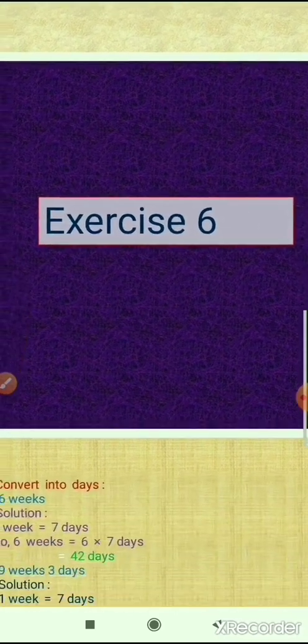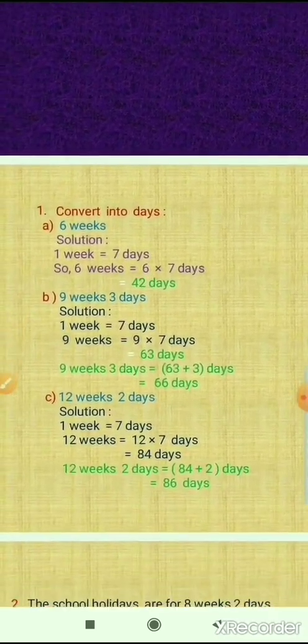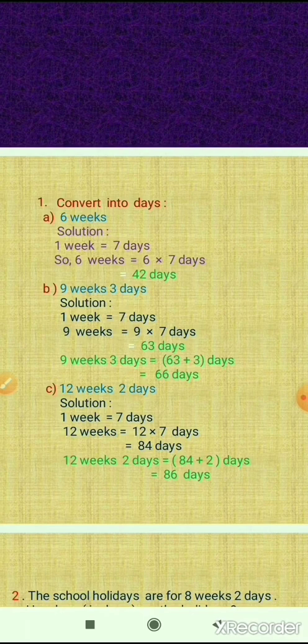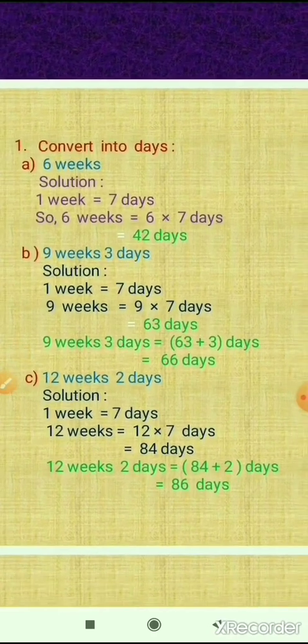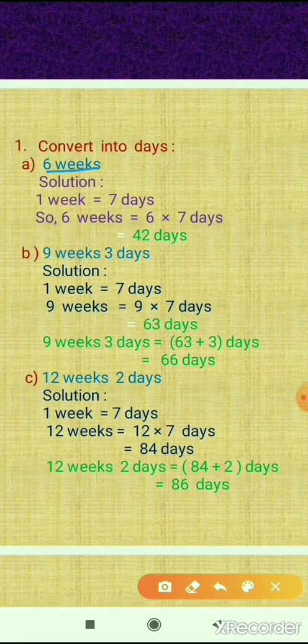Okay. Let's see the first example. Convert into days. The first question is convert into days. So see the first example, 6 weeks. Okay, so see its solution. We know that 1 week is equal to 7 days. So 6 weeks is equal to, we multiply 6 by 7 days. 6 sevens are 42 days. So 6 weeks is equal to 42 days.